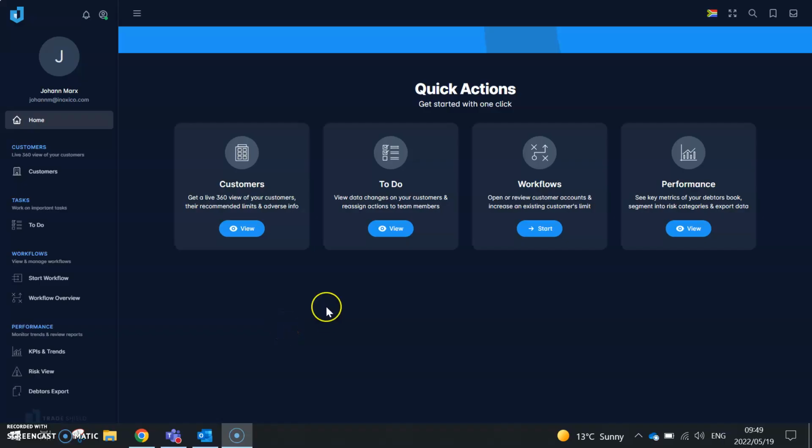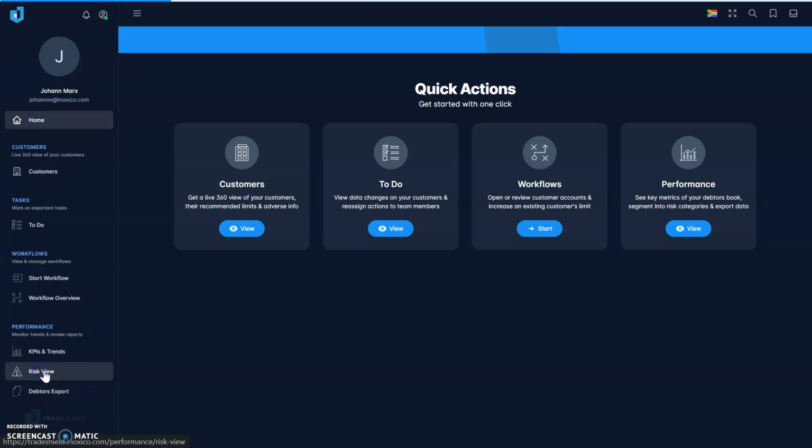Good day. In today's segment, we are going to talk a little bit about the performance side of our new product, and the performance tab here will take you through to the debtors book performance, and in that you'll be able to access it from this tab here, or alternatively you can scroll down to the performance section and you'll be able to view the KPIs and trends, your risk view and your debtors export tab.